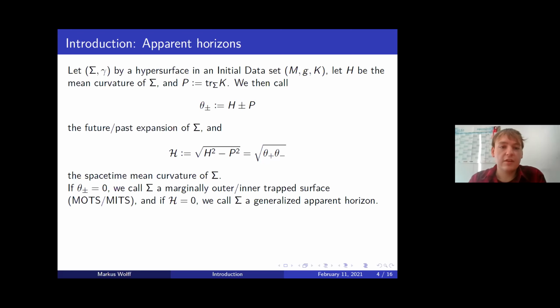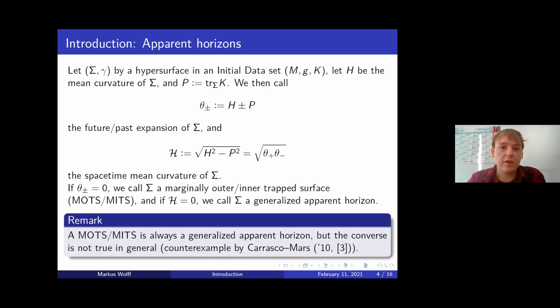We say such a surface is a marginally outer or inner trapped surface if its θ+ or θ− vanishes identically on the surface, and we call Σ a generalized apparent horizon if ℋ is equal to 0 everywhere. Of course, a marginally outer or inner trapped surface is always a generalized apparent horizon, but the converse is not true. There's an explicit counterexample by Carrasco and Mars.